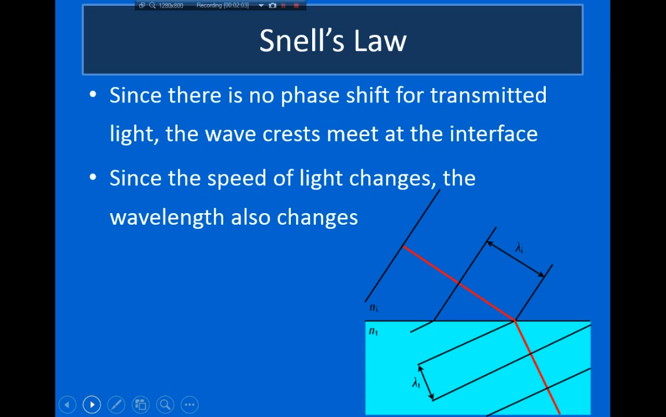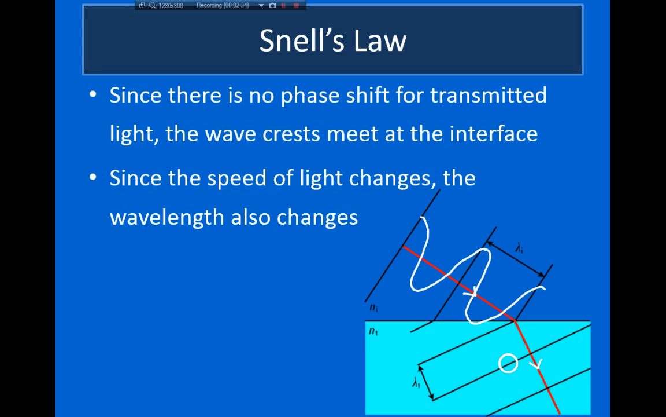And because there's no phase shift in the transmitted beam, this means that wherever we had a wave crest in the incident beam, there needs to be a wave crest in the transmitted beam. So what I'm showing here is this red line. This is the ray. This is telling you the direction that the light is traveling. And then these little black lines here are showing you where the wave crests are. So just to illustrate this idea, we have this maximum up here, there'll be a minimum, and then we have this wave crest here again. And then we have another wave crest here again.